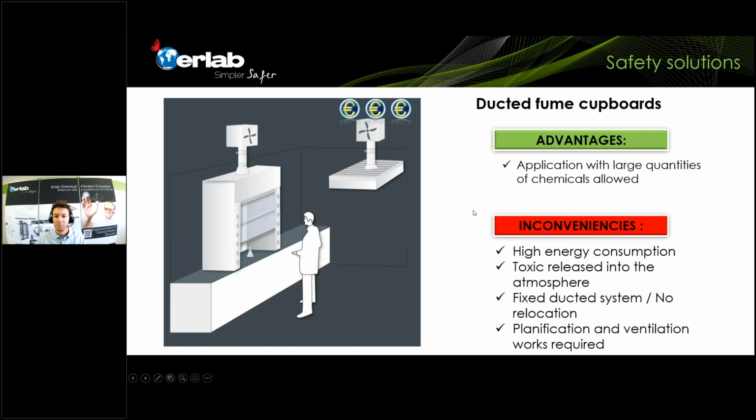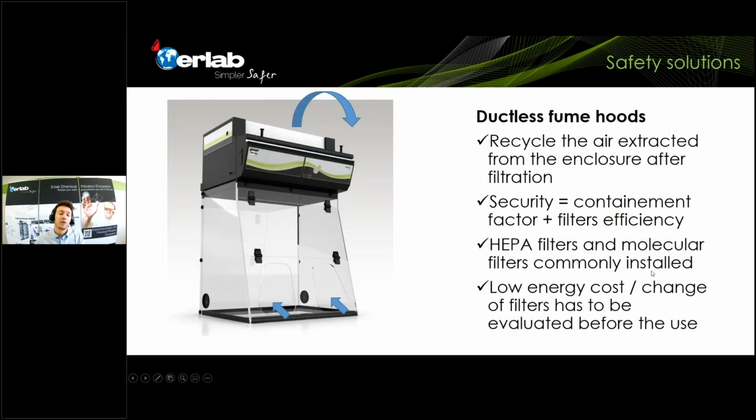The other solution, one of the safety solutions that we saw in the list in order to prevent people from being exposed to hazardous chemicals, is a ductless fume hood. And a ductless fume hood works in a different way. A ductless fume hood is an independent system that you can place on, for example, your lab table, and it will recycle the air. It will not consume any air compared to a ducted fume hood. So it will only use the air available already in the lab.